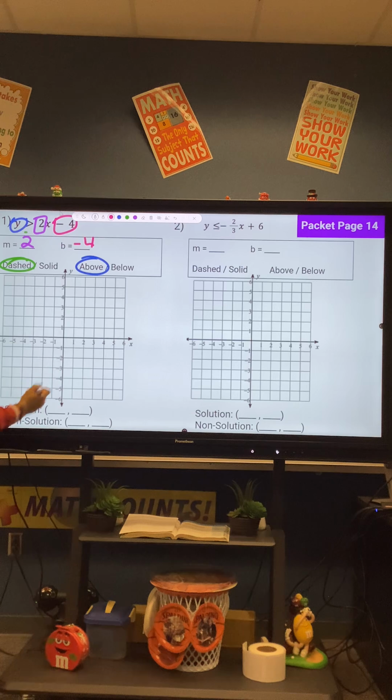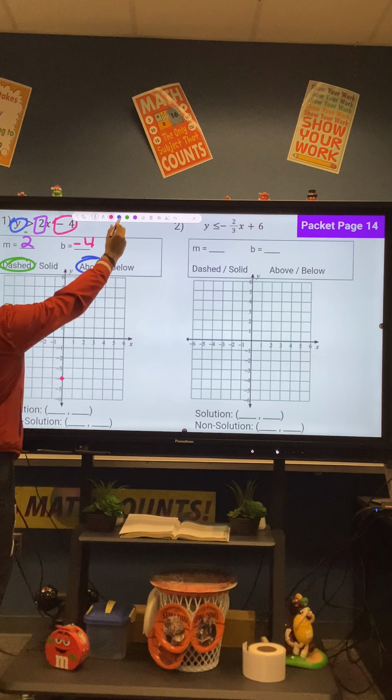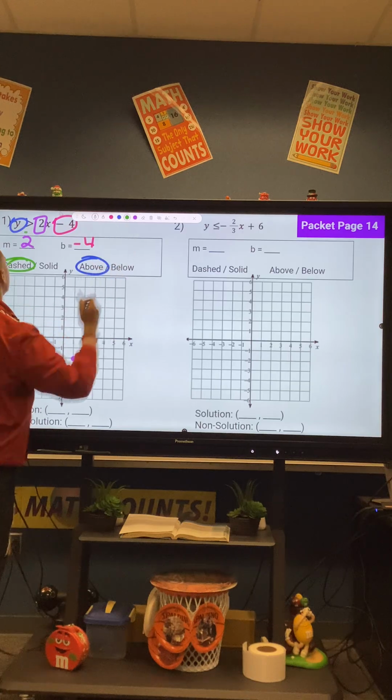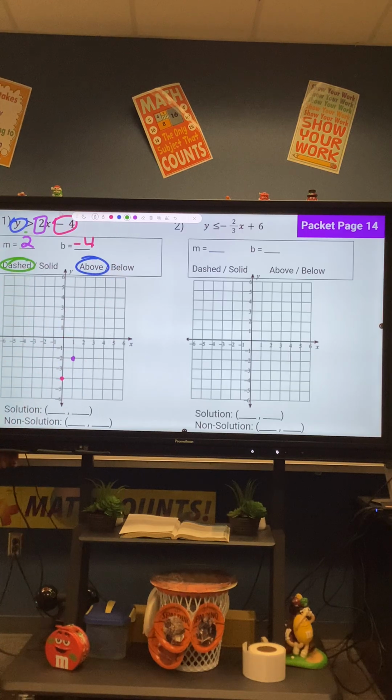So go to 0, -4, my y-intercept. I have a slope of +2, so from this point I'm going to go up 2 over 1. Only need 2 points to graph. Since I don't have an "or equal to" in my inequality, it is a dashed line.